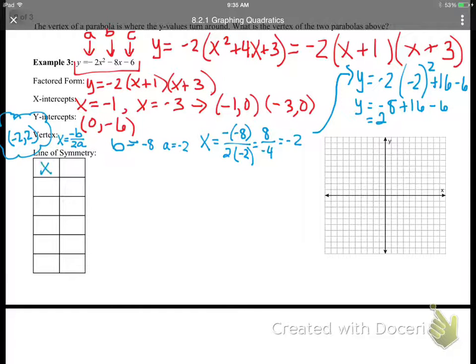When I go to fill in my xy table, I want to include my vertex and my x-intercepts and hopefully my y-intercept as well. So the nice thing is they're kind of all close together on this problem because the x values of my x-intercepts are -1 and -3. My vertex is -2, and of course the x value on my y-intercept is 0. I'm going to plug in what we already found.